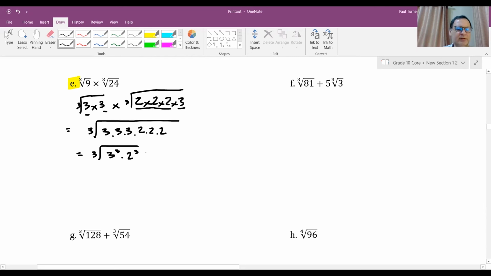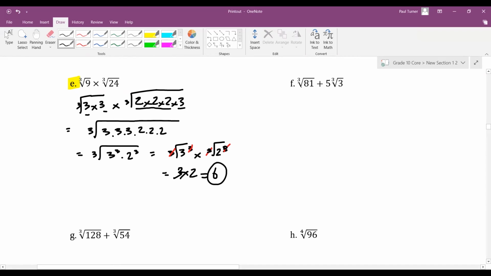So I think you can see what's going to happen here. You've got cube root 3 cubed times cube root 2 cubed. Therefore, you can see these are going to cancel out. Cube root, cube root. So you'll end up with 3 times 2, which is 6 here, like the previous one, which is quite easy.